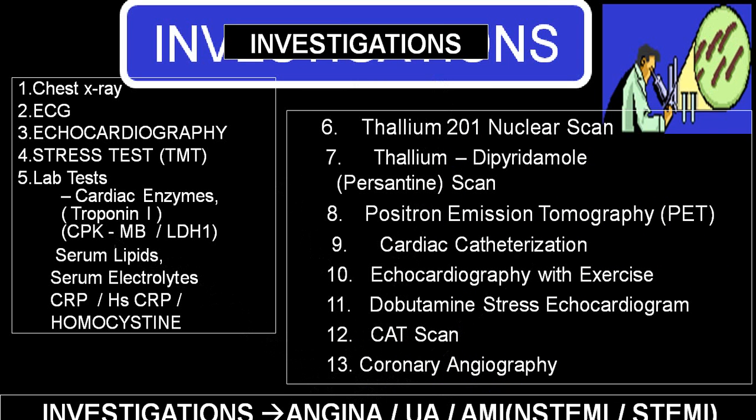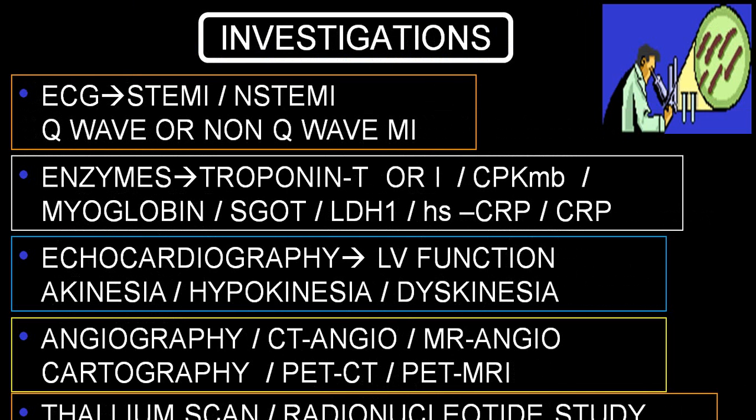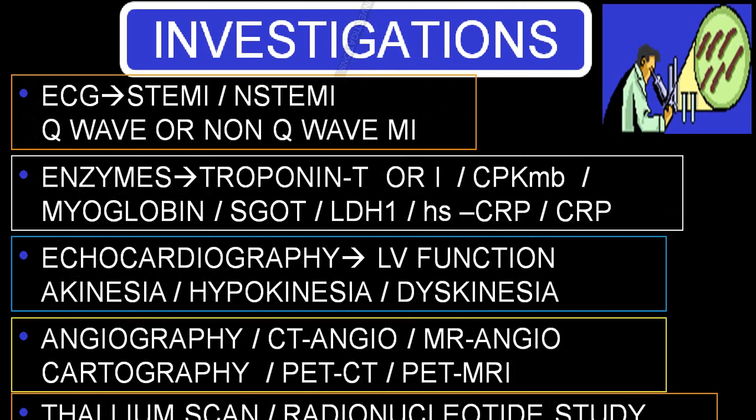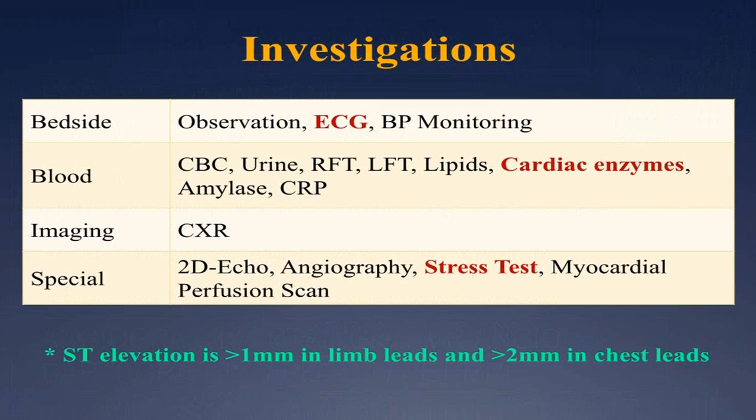So by doing all this different investigation, you should differentiate between stable angina and acute coronary syndrome and MINOCA. So this is all that big list you can go for depending upon the clinical setting. So by and large, the initial investigation is ECG followed by cardiac biomarkers along with other tests like CBC, urine, renal function, liver function, lipids, amylase, CRP, hsCRP, etc. Chest X-ray mainly for finding out the cardiac size, presence of failure or not.